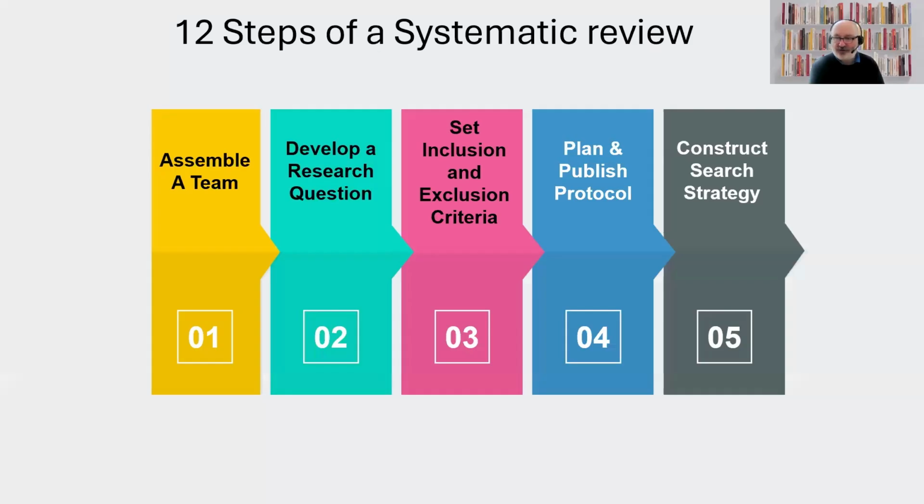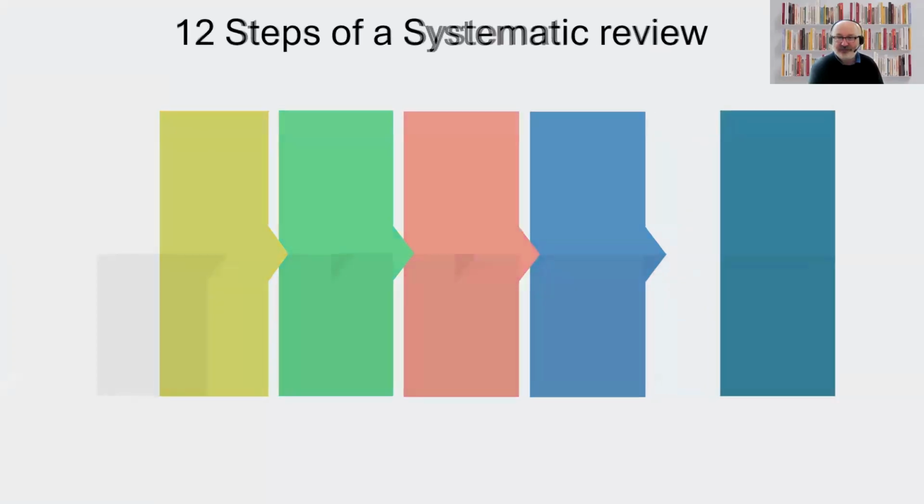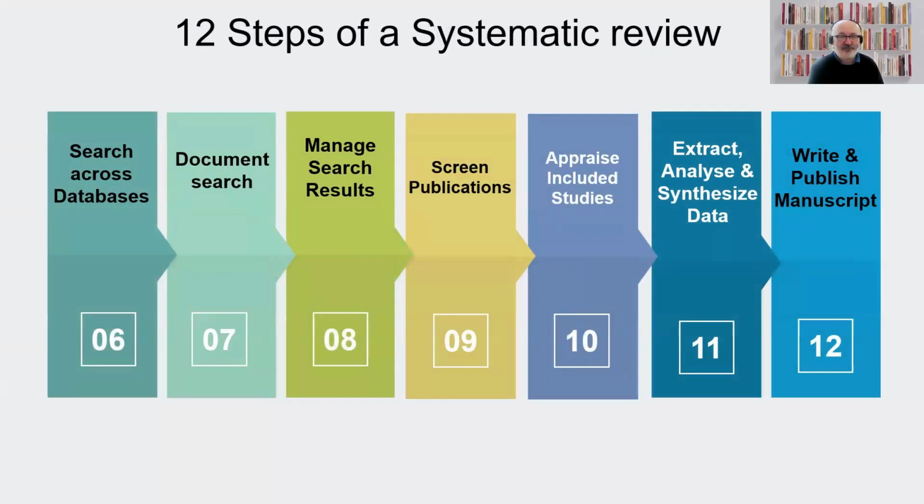And these are the 12 steps of a systematic review. Like I said at the start, you assemble your team, you develop your research question, you think about your inclusion and exclusion criteria, you plan and publish your protocol, you construct your search strategy, you search across the databases, you document the search, you manage your search results, you screen your publications, you appraise the included studies, you extract, analyze, and synthesize your data, and then you write and publish the manuscript.